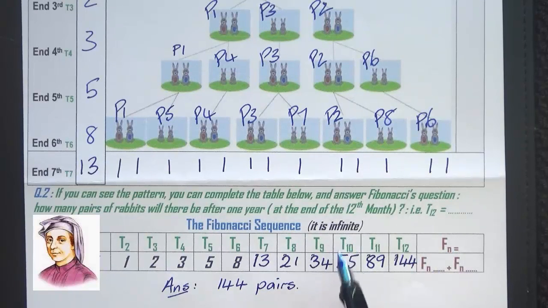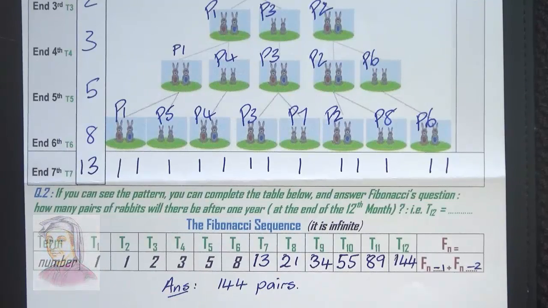This sequence is infinite. So the next Fibonacci number will be f subscript n minus 1 plus f subscript n minus 2. Okay, that's it. That's the Fibonacci sequence. On page 2, I'd like to describe some features of the Fibonacci sequence.